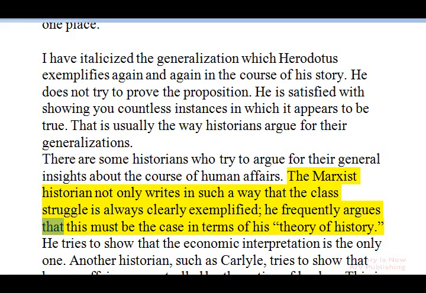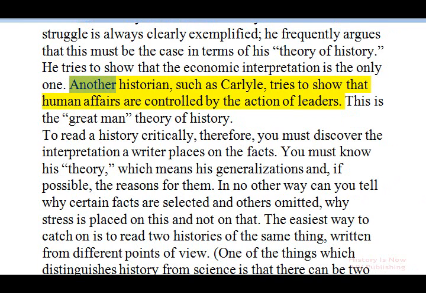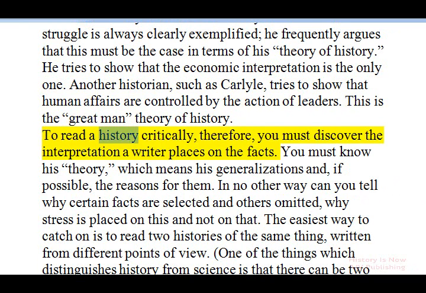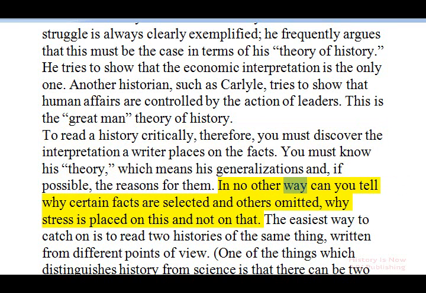He frequently argues that this must be the case in terms of his theory of history. He tries to show that the economic interpretation is the only one. Another historian, such as Carlyle, tries to show that human affairs are controlled by the action of leaders. This is the great man theory of history. To read a history critically, therefore, you must discover the interpretation a writer places on the facts. You must know his theory, which means his generalizations and, if possible, the reasons for them. In no other way can you tell why certain facts are selected and others omitted, why stress is placed on this and not on that.